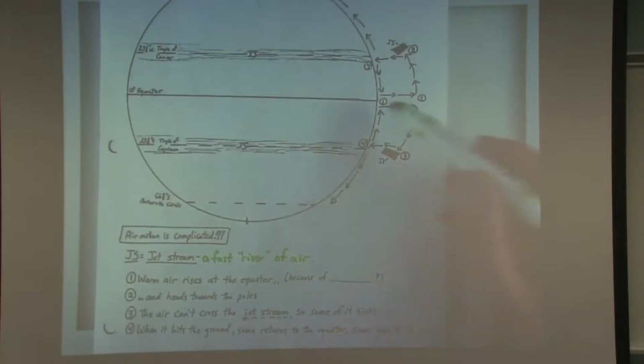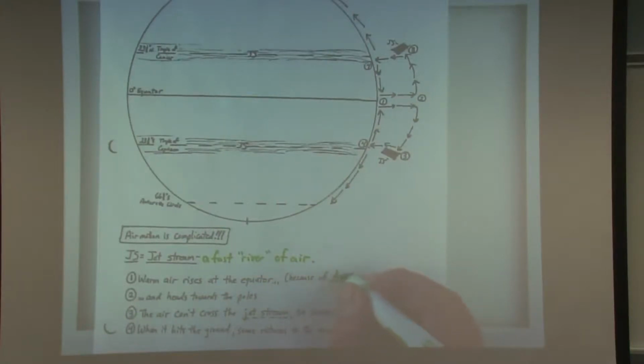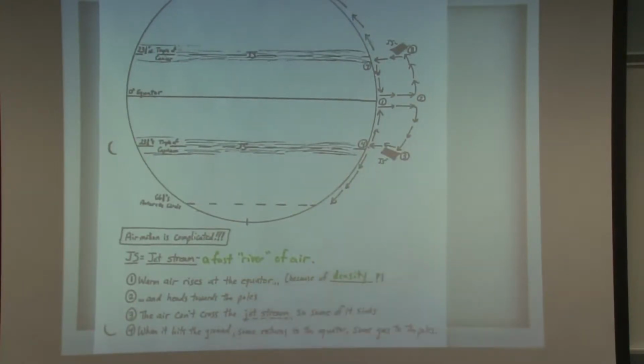So what's happening here at number 1 is warm air rises at the equator, and that's happening because of density, something that we've extensively talked about. And then number 2, the air then heads towards the poles for the same reason as before. But then we get to number 3, we get to our jet stream.